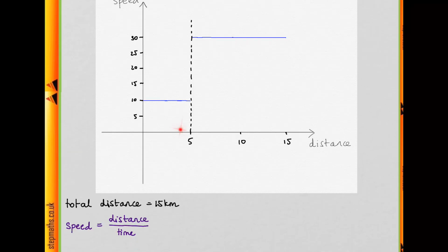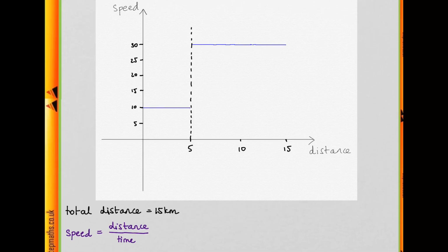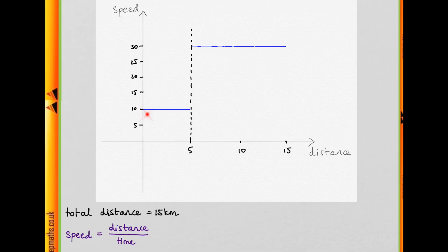Right, so for the first leg of his journey, where he was cycling, either we can rearrange this for time and use that to work out how long it took him to do this bit, or if we think about it a bit more intuitively, he was going 10 kilometers per hour here, so it takes him an hour to travel 10 kilometers. So if he's going to travel 5 kilometers, half the distance, it's going to take him half the time, so it's going to take him half an hour.